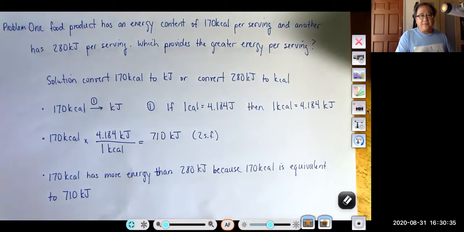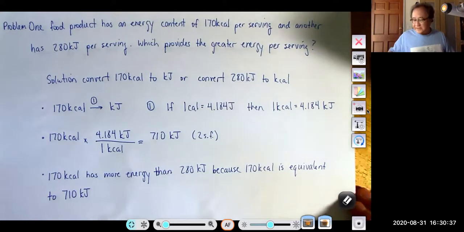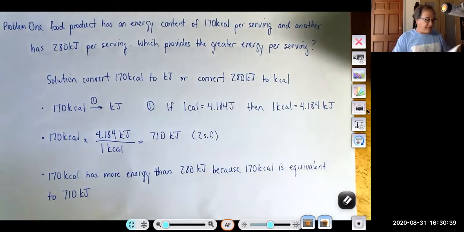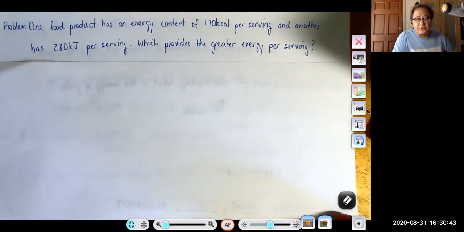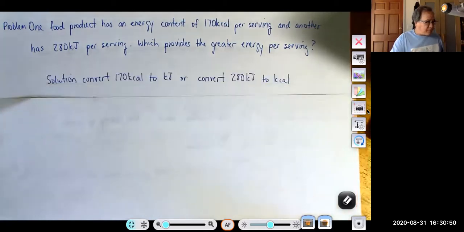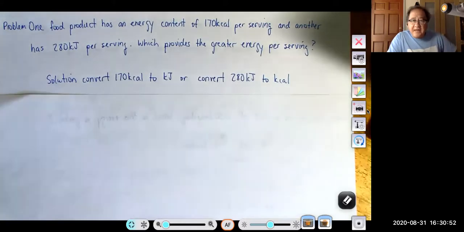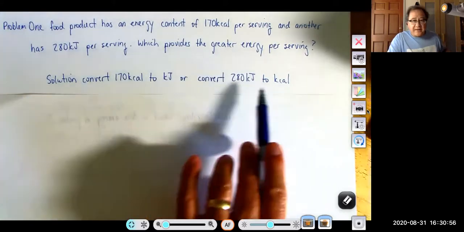Let's take a look at another problem. One food product has an energy content of 170 kcals per serving, and the other has 280 kJ per serving. Which provides the greater energy per serving? Well, the idea here is that we want to convert 170 kcals to kilojoules or 280 kilojoules to kcals.